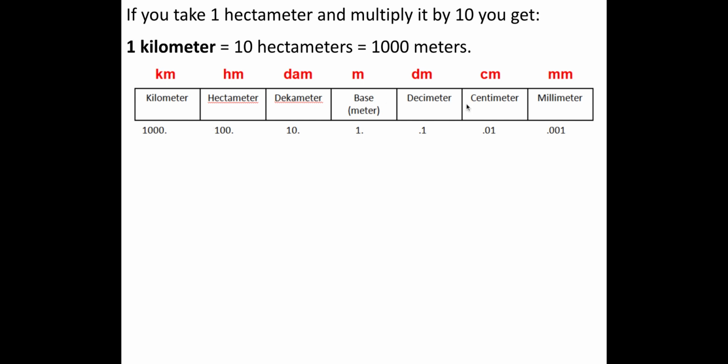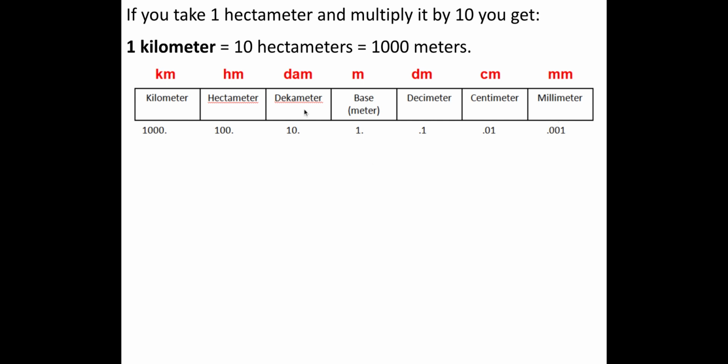Now, if you look at this chart, let's say you want to convert from decameter to meter. Now you are going from a bigger unit to a smaller unit. So now, if I move from one box to the next box next to it, I multiply by 10. So from decameter to meter, I multiply by 10. From meter to decimeter, I multiply by 10. From decimeter to centimeter, I multiply by 10. And from centimeter to millimeter, I multiply by 10.